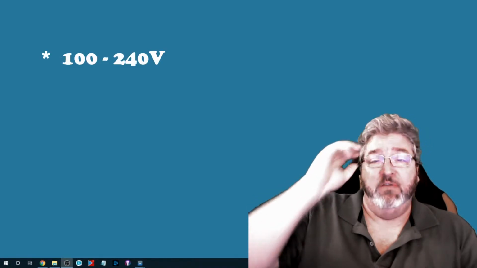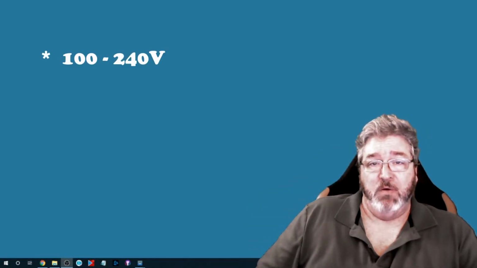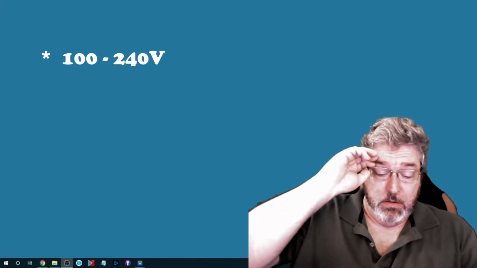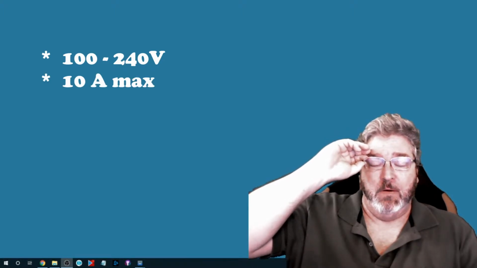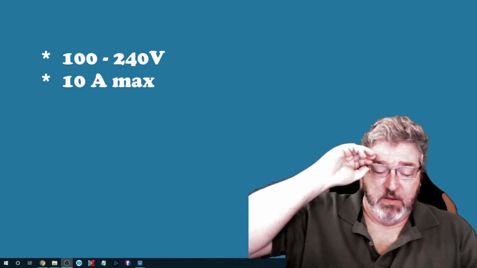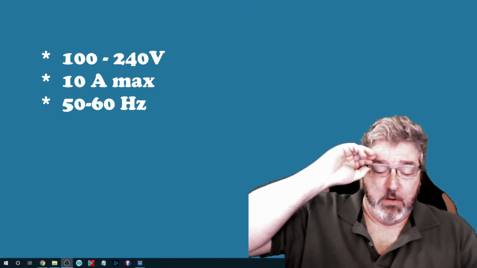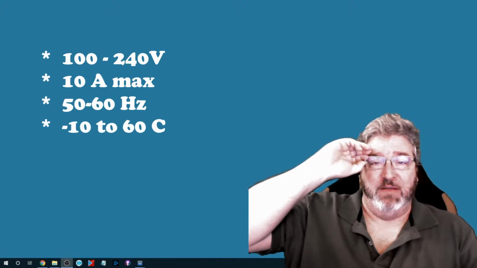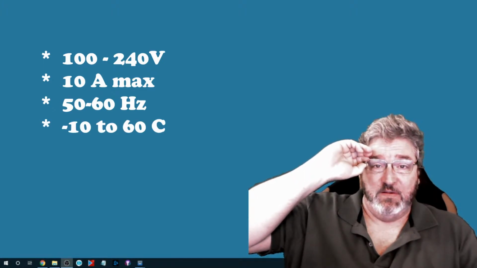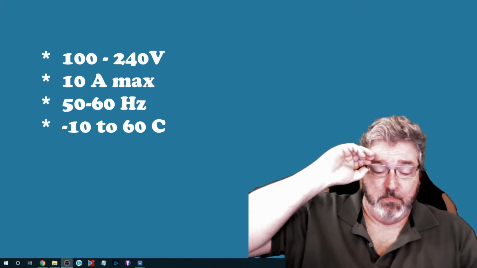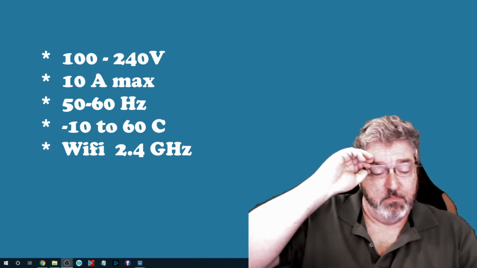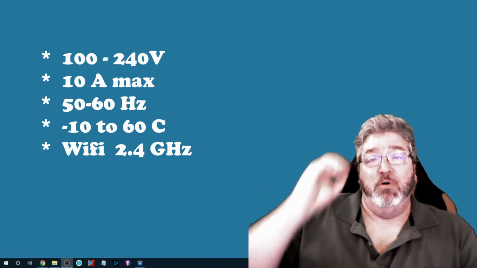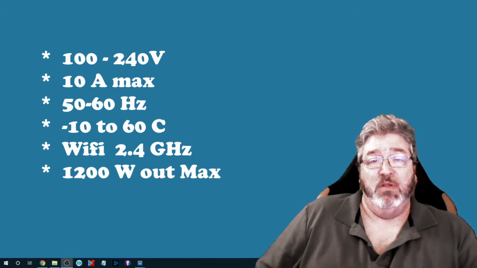Rated voltage 100 to 240 volts. Okay, that's good. Rated current, max current 10 amps. All right. Standard frequency 50 to 60 hertz. Working temperature, minus 10 to around 60 degrees Celsius. So they've got a wide operating range. Wi-Fi frequency is at 2.4 gigahertz, standard frequency. Max total power output, 1200 watts, all right? Only 1200 watts.